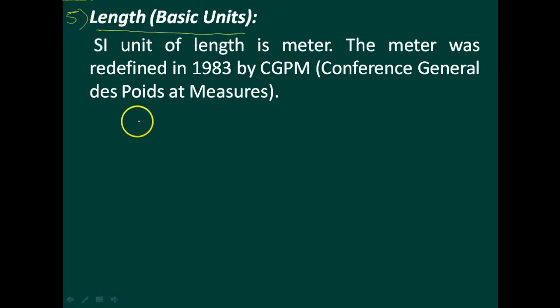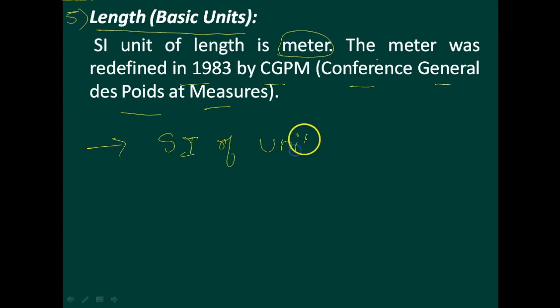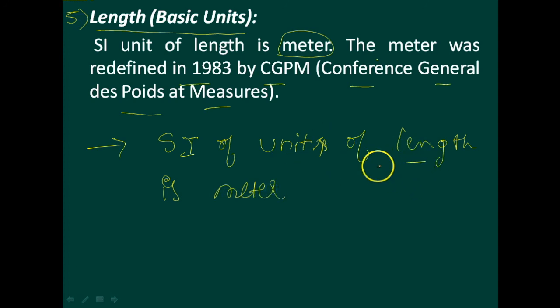This is length, a basic unit. The SI unit of length is meter. You know, the SI unit of length is meter. The meter was redefined in 1983 by CGPM, that is the General Conference on Weights and Measures. Not only length, breadth and height, they all are measured in meters. This is about the SI unit of length.